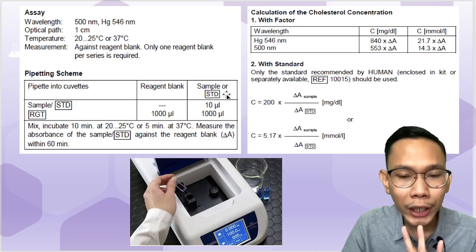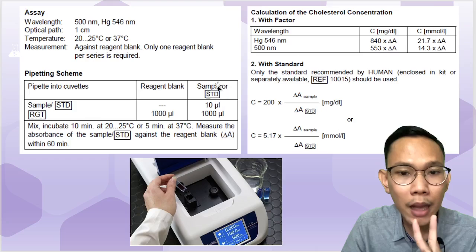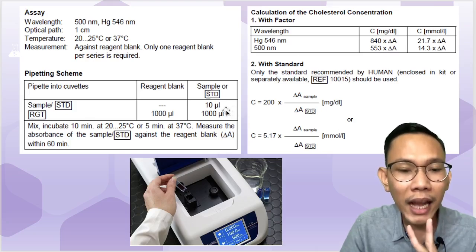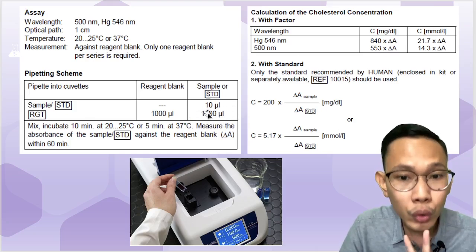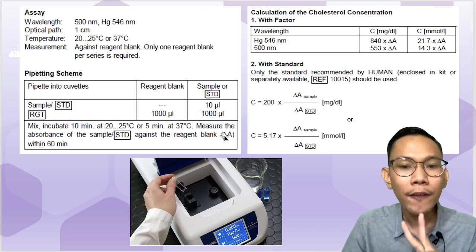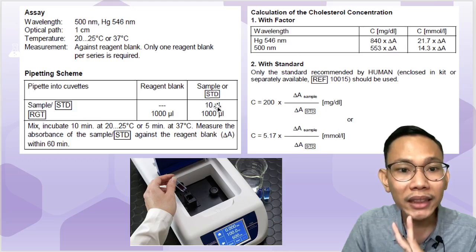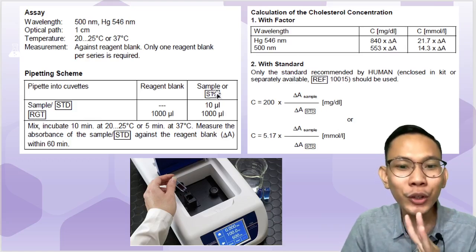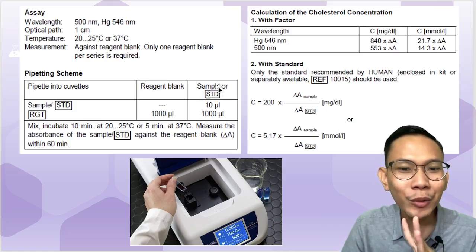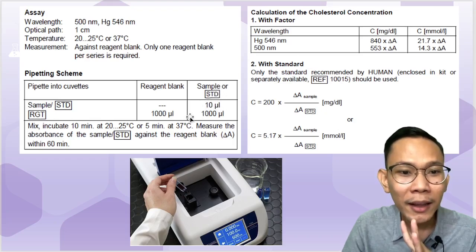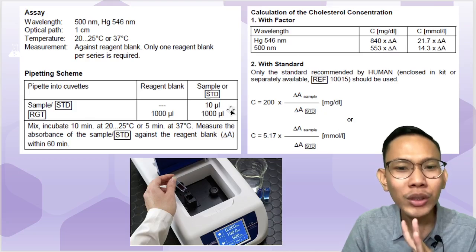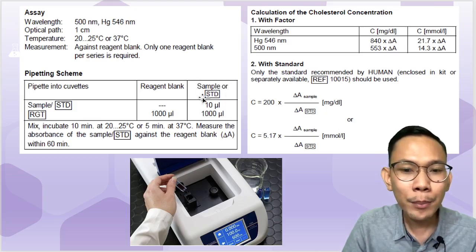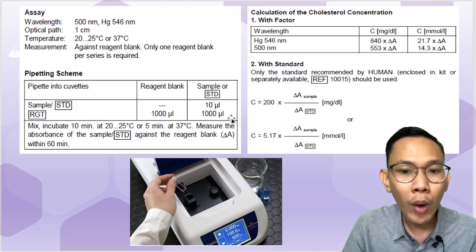For the sample or standard, our next tube is the sample. For the sample, we take 10 UL and add 1,000 UL of reagent. Again, for the sample, take only 10 UL of our sample and add the reagent, which is 1,000 UL. Next, third tube, your standard. How do we take the standard? 10 UL plus 1,000 UL. Actually, the sample and the standard are the same: 10 UL of sample, 10 UL of standard, mixed with 1,000 UL.